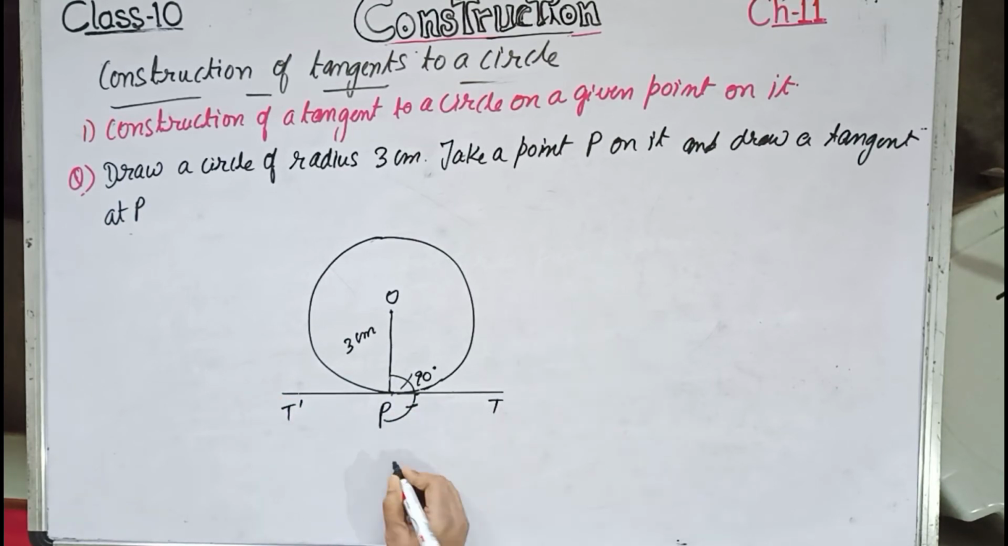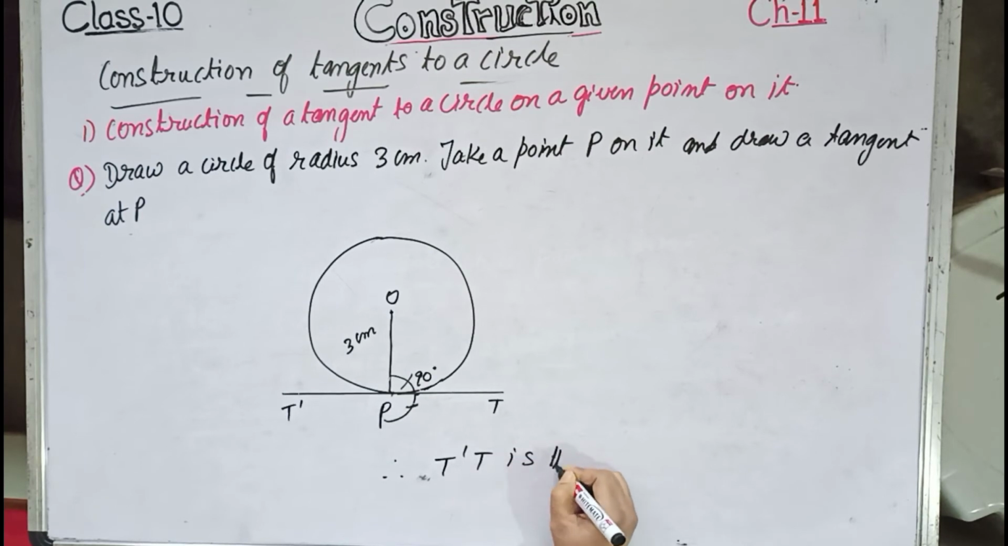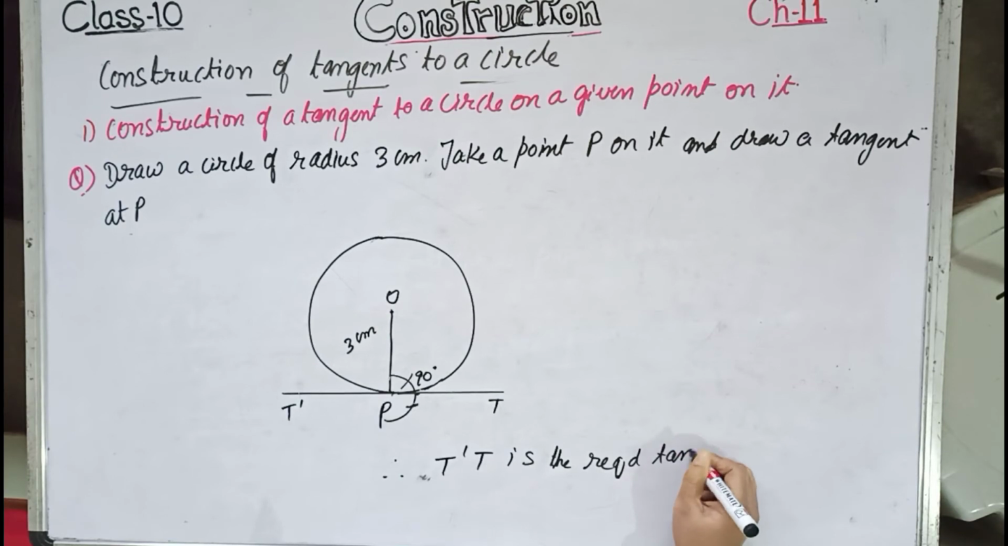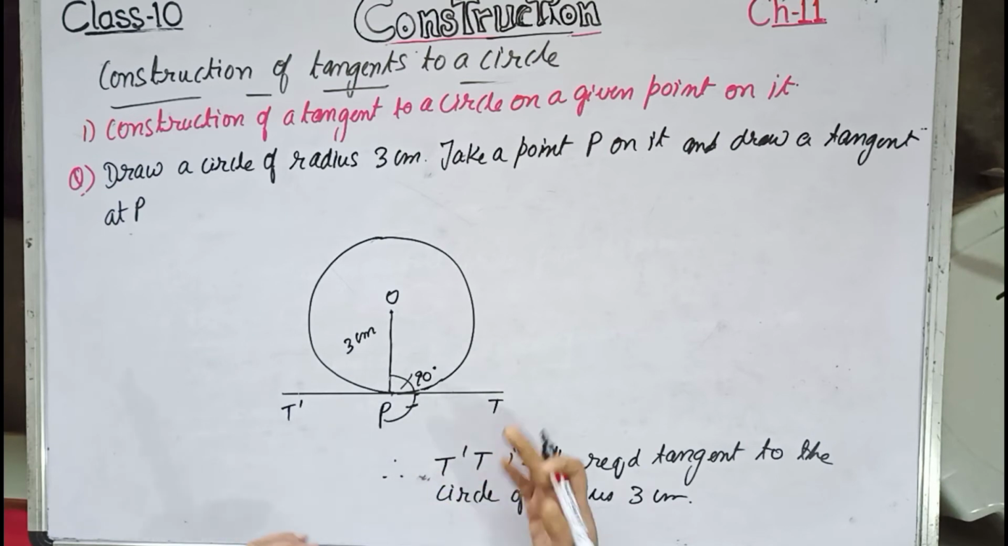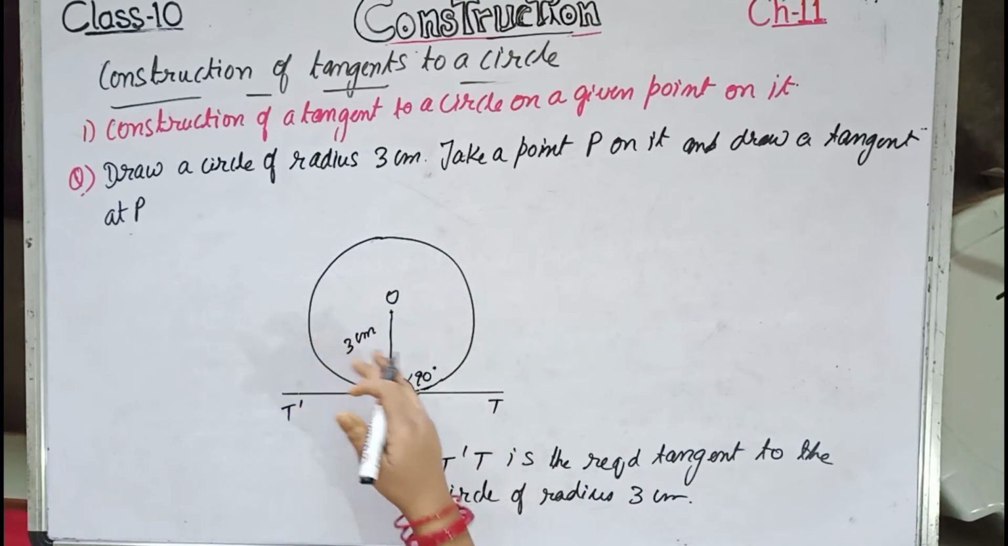So therefore T dash T is the required tangent to the circle of radius 3 centimeter. Now steps of construction, children, please do write. I'm not mentioning the steps of construction. If you know the steps of construction, definitely you can write.